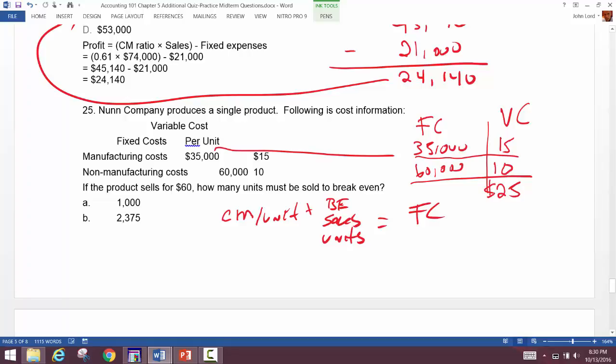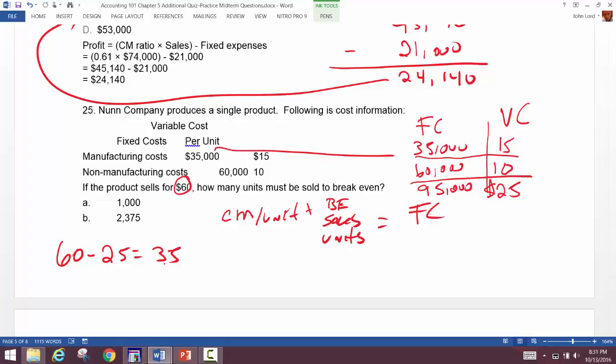Okay, so when I do that, then I know that my variable costs are what? $25 per unit. I know that my fixed costs are $95,000. If my sales price per unit is sitting here at 60 minus 25, that has to equal $35 per unit. Am I doing my math right here? 60 minus 25 is 35, right?